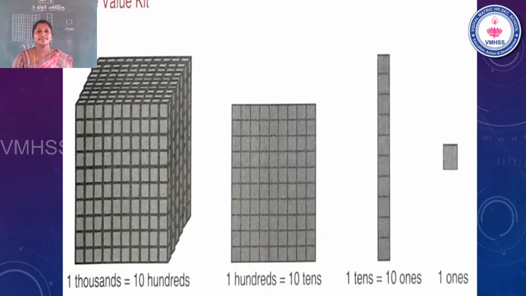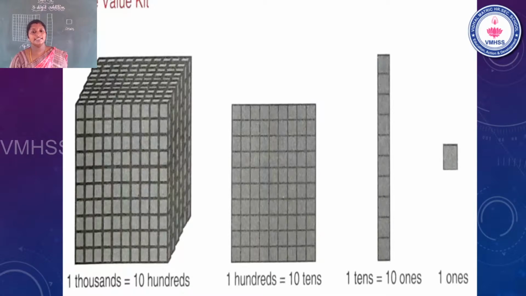Okay, students, please listen carefully. Students, please see the slide. So, the first one is 1 ones. Second one, 1 tens equals 10 ones. Third one, 1 hundreds equals 10 tens. Fourth one, 1000 equals 10 hundreds.